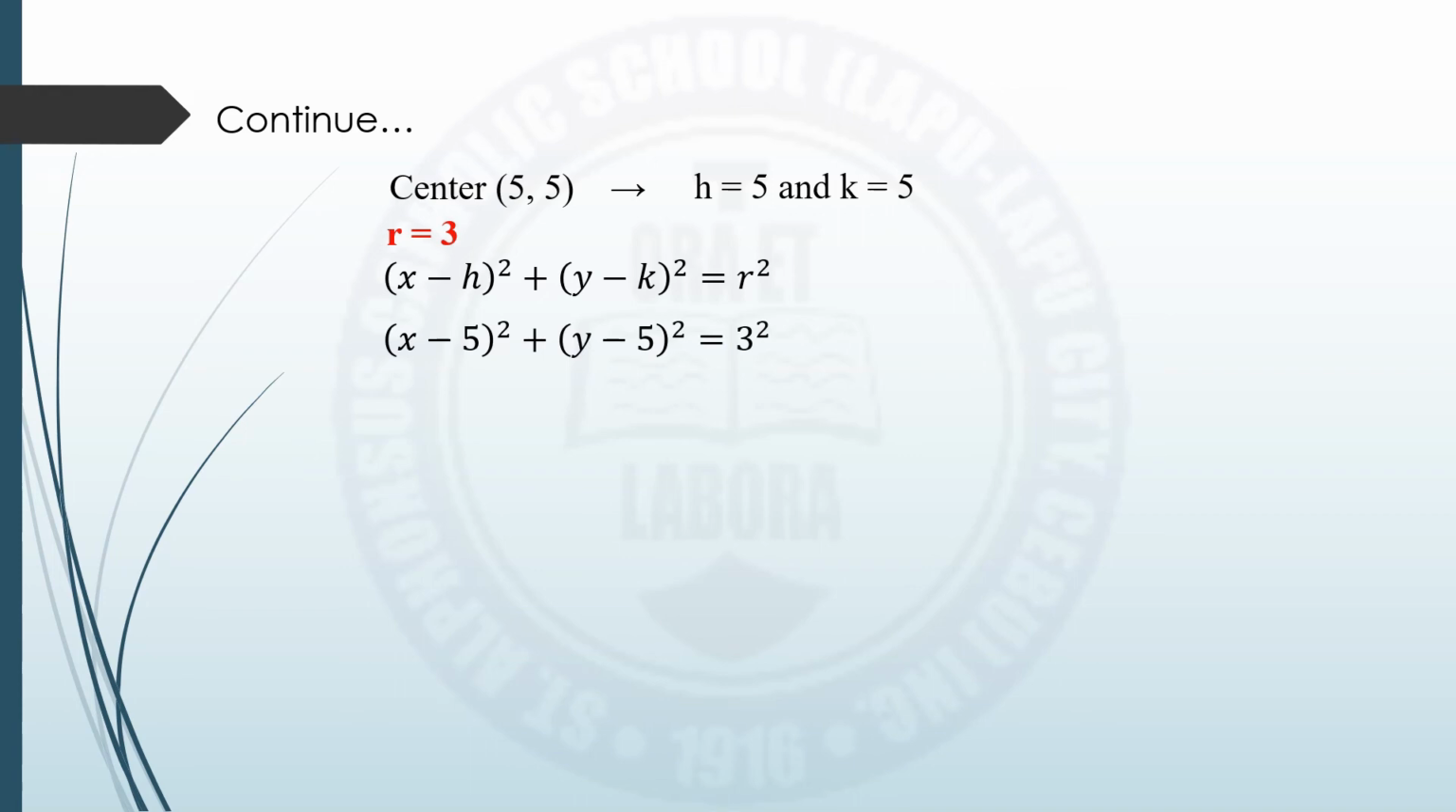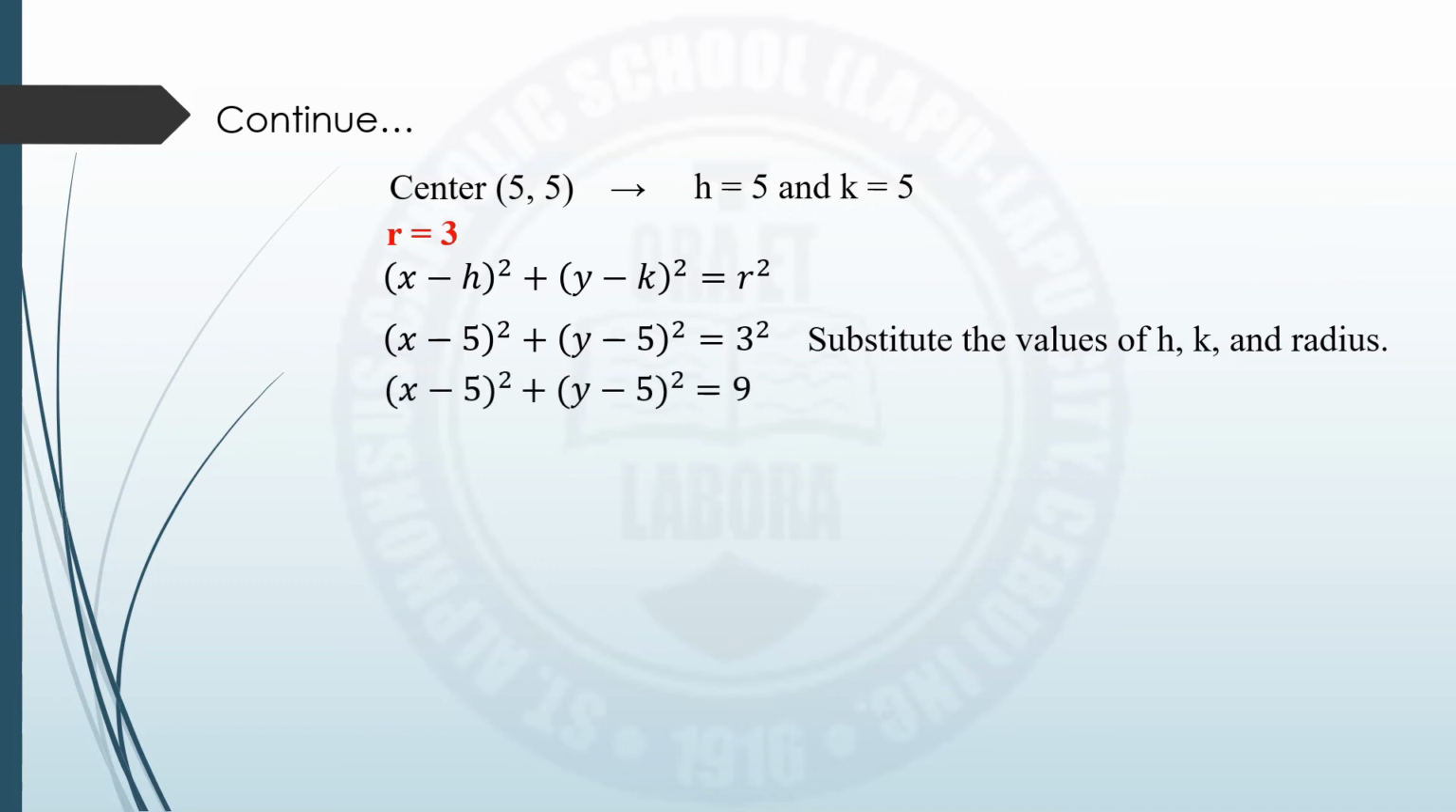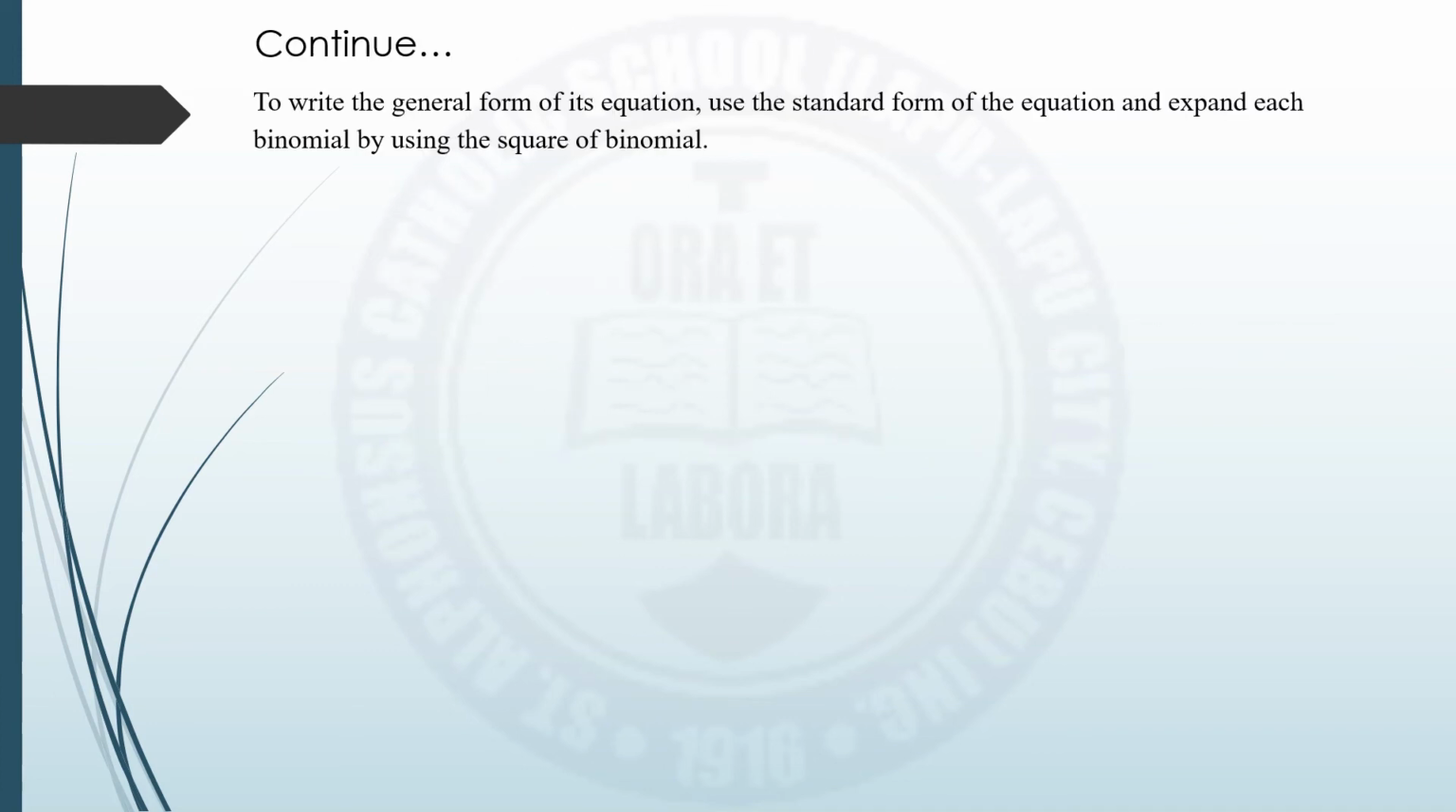So we will substitute the values of h, k, and radius, and it will become x minus 5 squared plus y minus 5 squared is equal to 3 squared. So we have to simplify 3 squared, and that makes it 9. So the equation of the circle in standard form is x minus 5 squared plus y minus 5 squared is equal to 9.